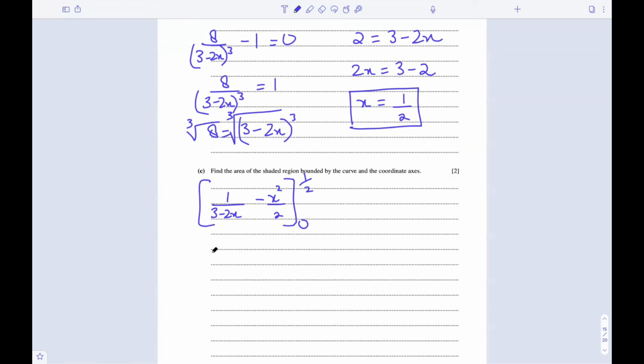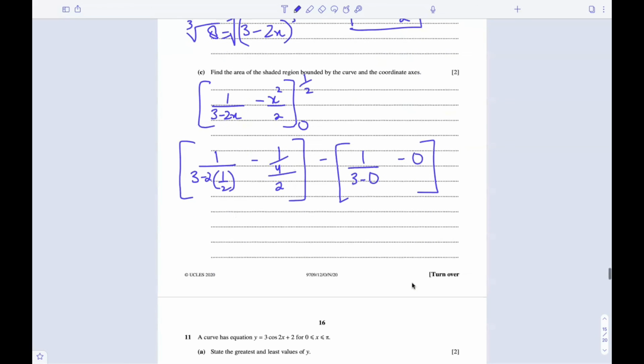So substituting 1 upon 2 into the equation, we get 1 upon (3 minus 2 into 1 upon 2), minus (1 upon 2) whole squared, which is 1 upon 4, upon 2, minus, we'll substitute 0 into the equation, we get 1 upon (3 minus 2 into 0), which is 0, minus 0 upon 2, which will be 0. So this 2 and 2 will cancel out. We get 1 upon (3 minus 1), which is 2, minus 1 upon 8, minus 1 upon 3. Simplifying, we get the area is 1 over 24.